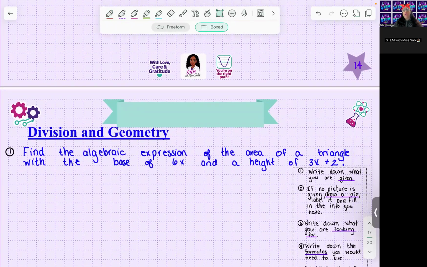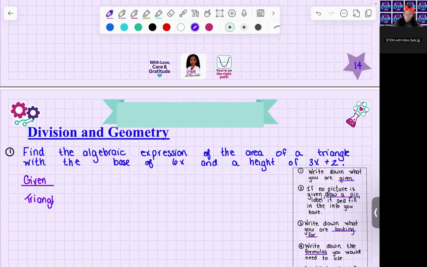So let's see if we can apply this to a geometry problem. What does that look like? All right. So find the algebraic expression of the area of a triangle with the base of 6x and the height of 3x plus 2. So we're going to always write what we are given. So what are we given? We know that it's a triangle that we're working with. We're looking for the area of a triangle, base is 6x, height is 3x plus 2.